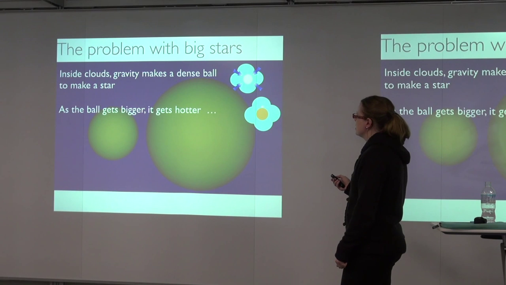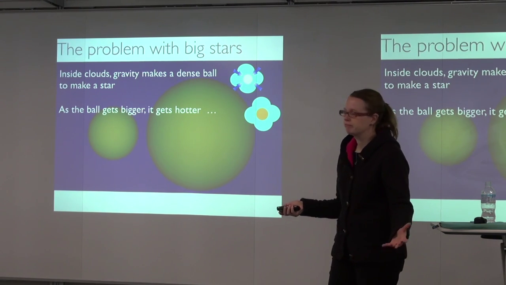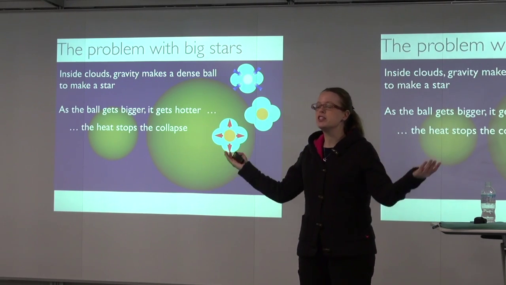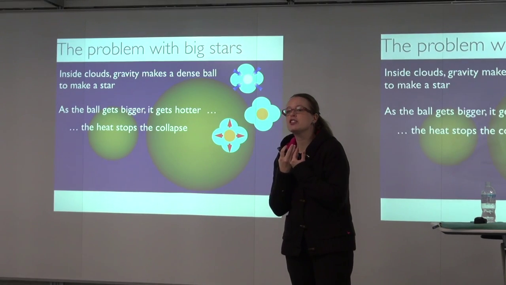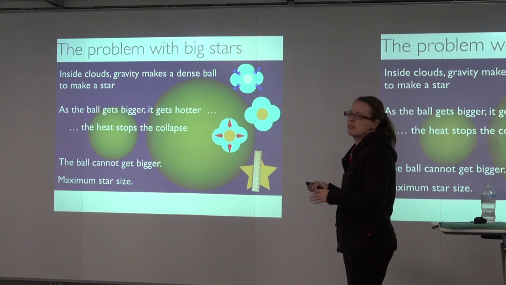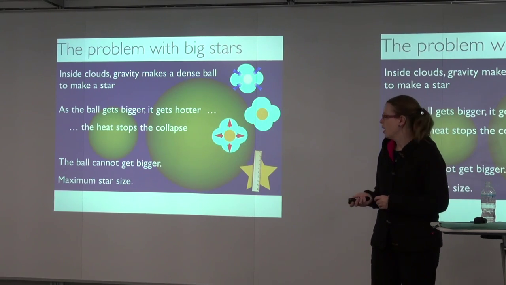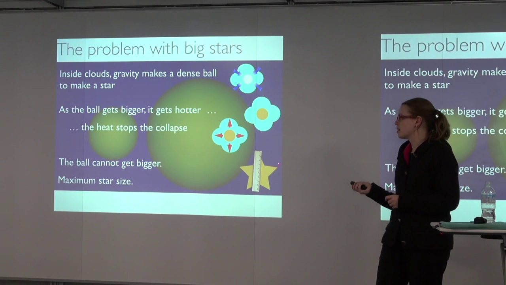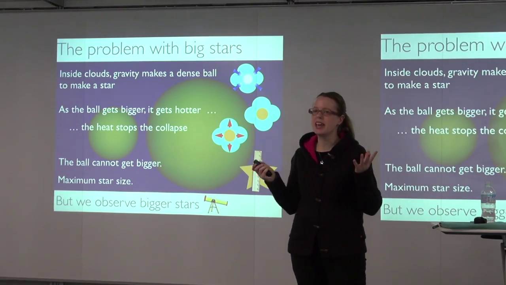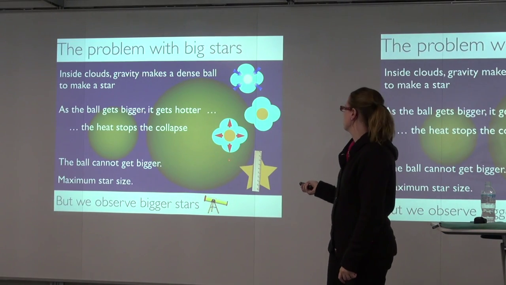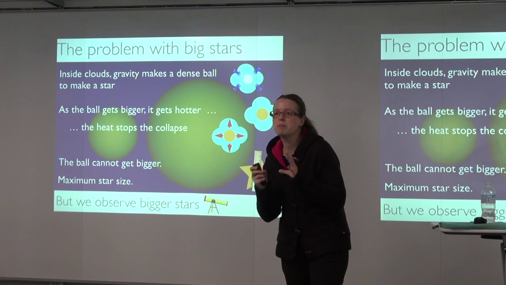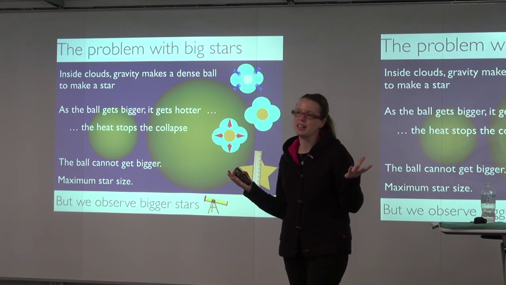But what we find is as this dense region gets bigger and bigger, it's going to get hotter. And eventually this heat starts pushing back on the gas around it. So this means no more gas can fall onto this dense region and it stops growing. So we end up with a maximum star size where its heat eventually stops its growth. And that's all very well, except that the maximum star size we get is smaller than the biggest stars in our galaxy. So how on earth did we get really, really big stars? Because this system, which we thought we understood, says that the maximum star size you can get is smaller than the biggest object we see. So how are these really big guys being born?